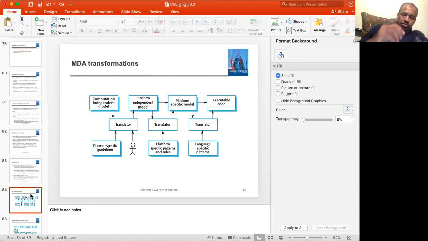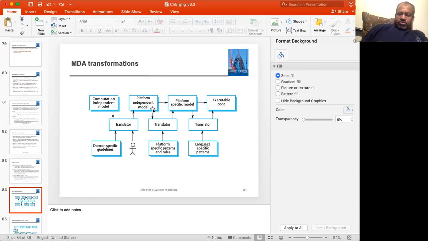I think this diagram will help more here. So initially, we have a computation-independent model, and via some kind of translator, with human assistance, we take it to the platform-independent model. And here we have domain-specific guidance, obviously, because we don't want to flout or contravene any of the domain constraints, which ideally should be present in the computation-independent model anyway. So this might not be needed, but sometimes we do need them.